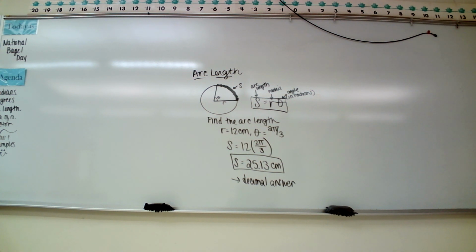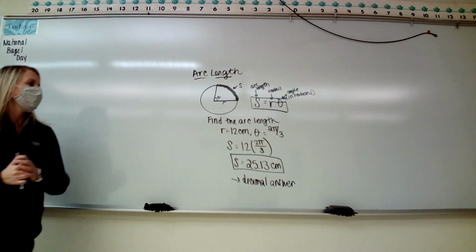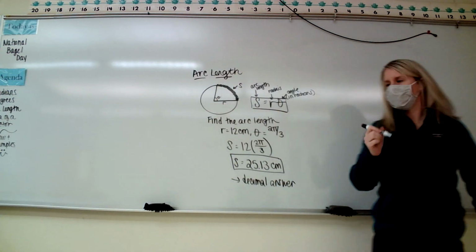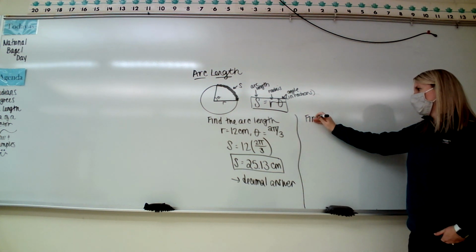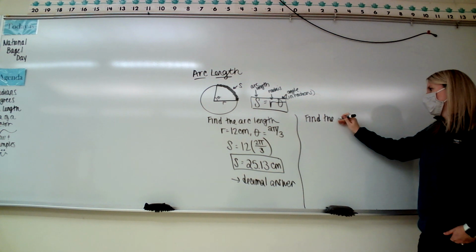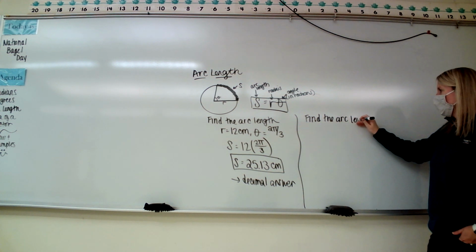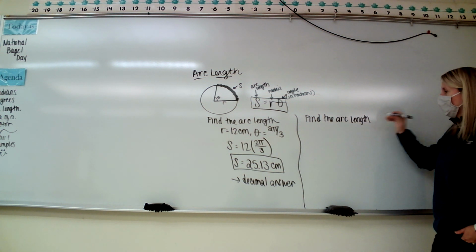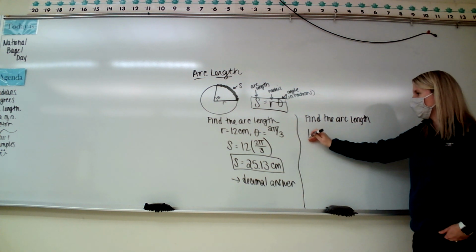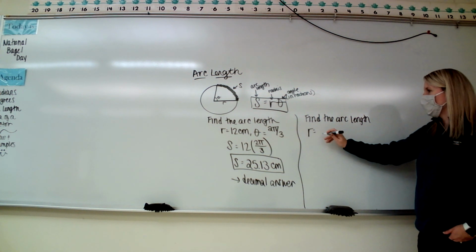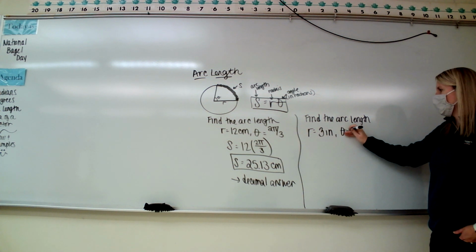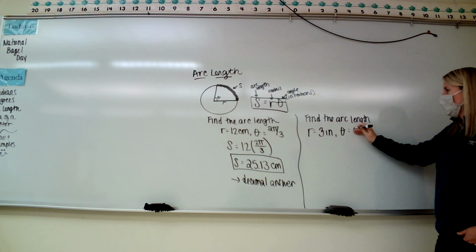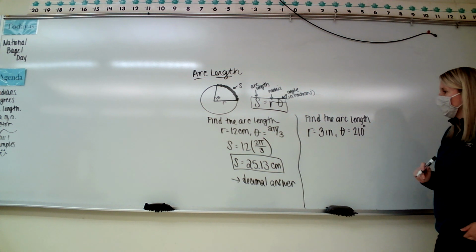Okay, so the one other thing with arc length, I'll just do it right next to it. You should be able to see that. Same directions: find the arc length. You can see every time I say it has to be radians, it has to be radians. I'm going to give you a radius of 3 inches, but this time the angle is 210 degrees.